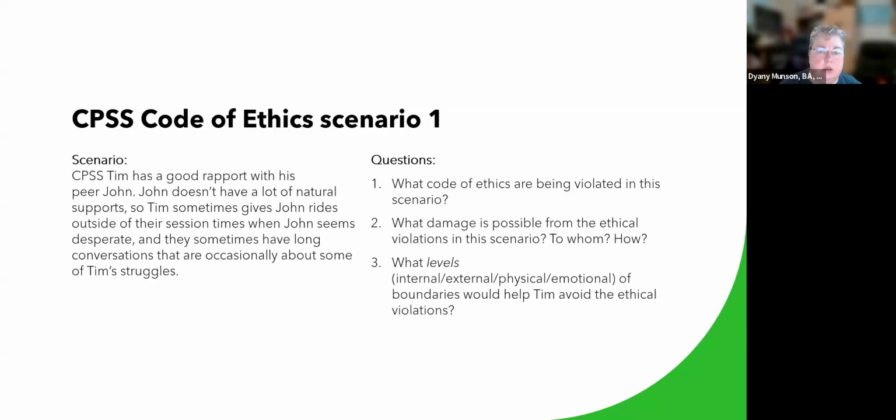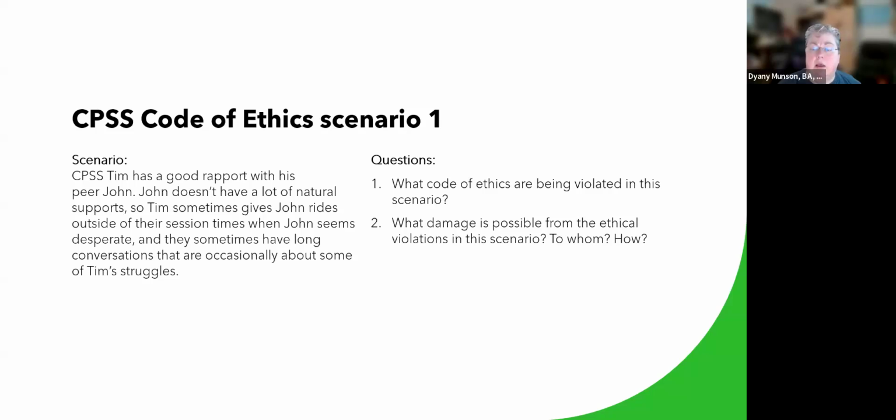And as my mouse slips. So what damage, and this could be damage to either party, is possible from the ethical violations in this scenario, and to whom and how? And know that this was not a violation of confidentiality. Sandra, I assume by both you mean damage is possible to both parties, and I would say correct. And I also need to know what sorts of damage is possible.